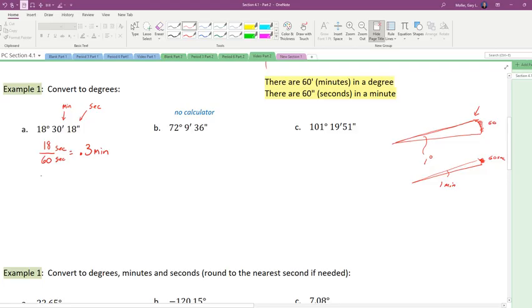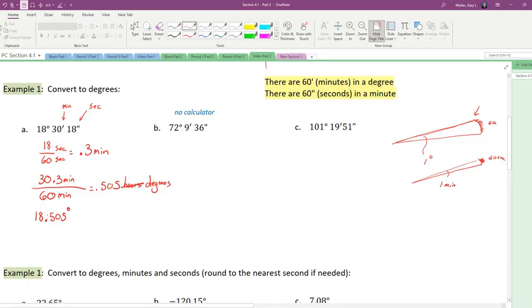So I'm going to combine that with my 30 minutes. So now I have 30.3 minutes, and divide that by a total possible 60 minutes. So 30.3 divided by 60, obviously a number very close to a half. And I get 0.505, which is hours, but we're now just going to say that's degrees. So we have 18.505 degrees.